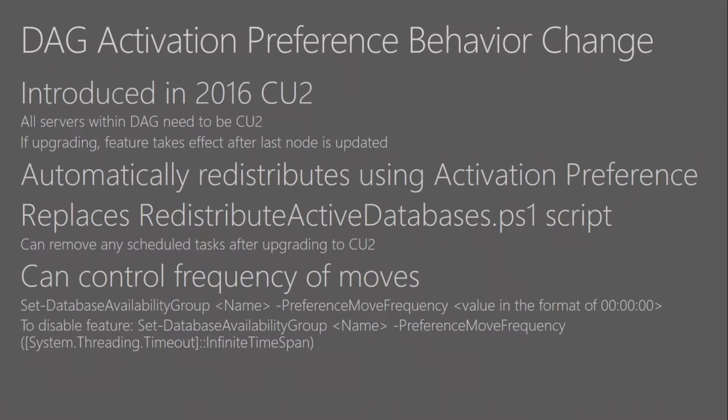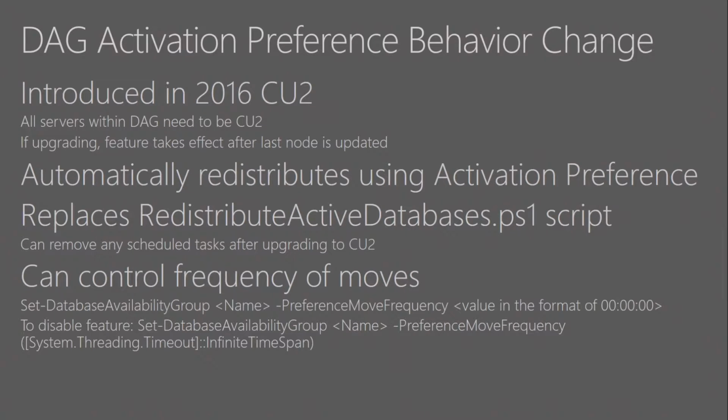If over time you experience some failovers or switchovers of some kind, and maybe your DAG isn't as balanced from a load distribution perspective as you would like it to be, historically you could run this script, maybe you set it as a scheduled task, to rebalance those database copies. Now with CU2, the DAG can do it itself. It's a property of the DAG itself.